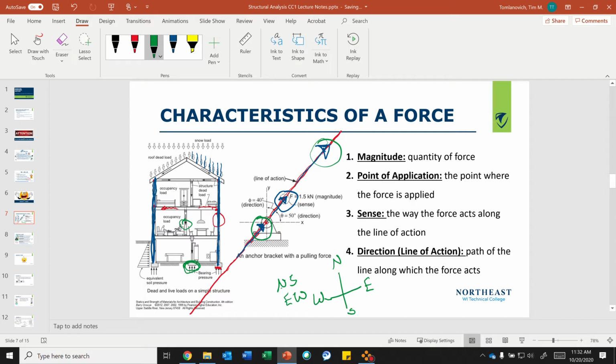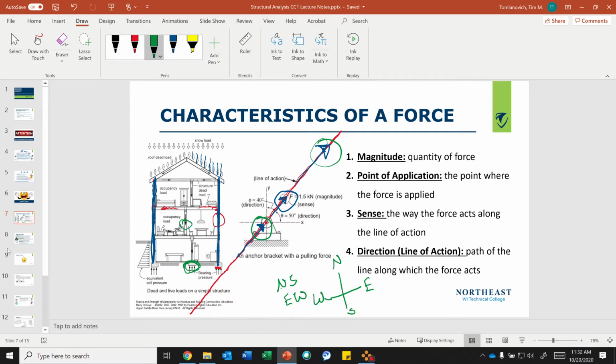So we have four characteristics: magnitude; point of application, where it's acting; sense, which way the force is acting; and the line of action. You need all four of these for us to do structural analysis on a building.